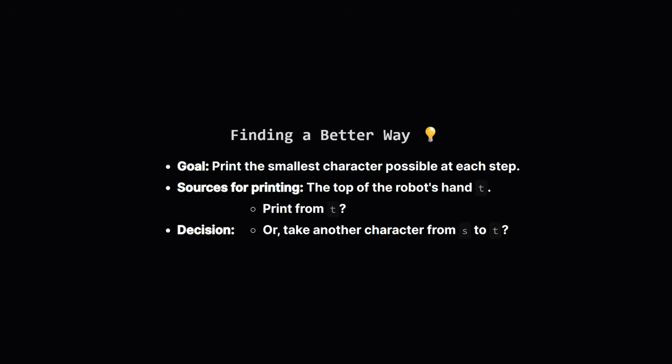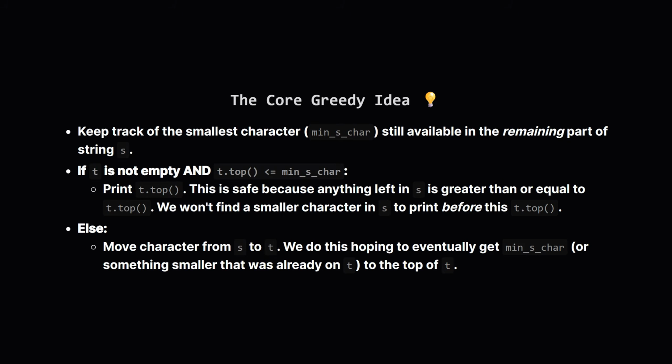Let's think about what lexicographically smallest means. It means we want the smallest possible character, then b, etc., at the beginning of our output string p, then the smallest possible for the second position, and so on. So, at any point, if the robot is about to write a character to paper p, it should try to write the smallest character it possibly can. The only character it can directly write is the one on top of its hand t. The crucial decision is, should I write the character on top of my hand t now? Or, should I first take another character from the input string s and add it to my hand t, hoping that a later character from s, or the one I just picked, will be even smaller and allow me to make a better sequence?